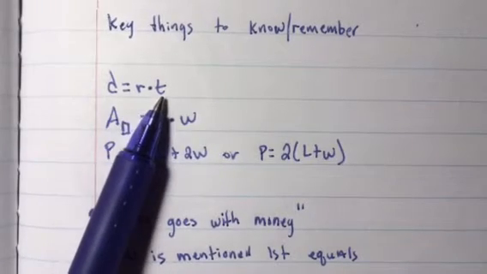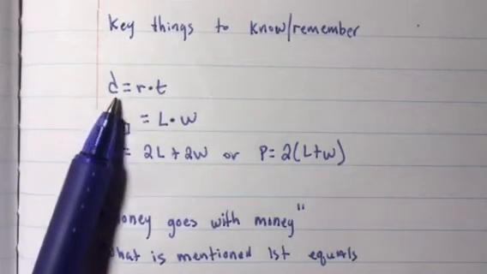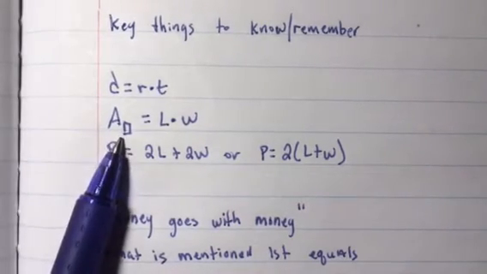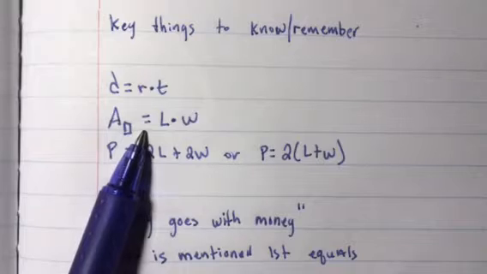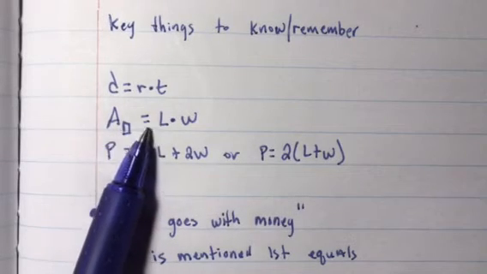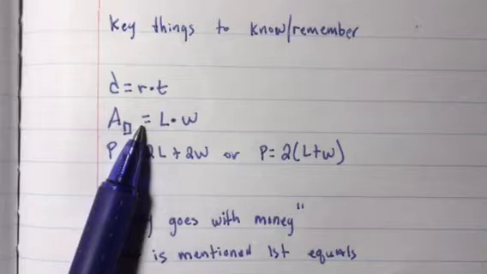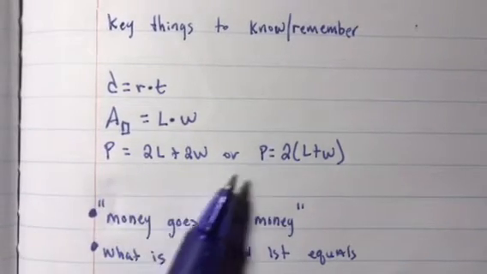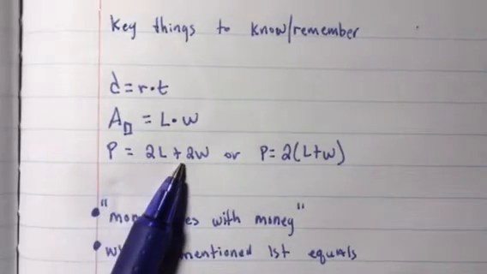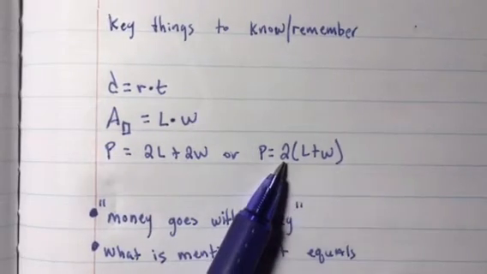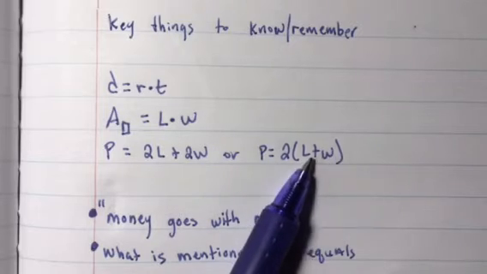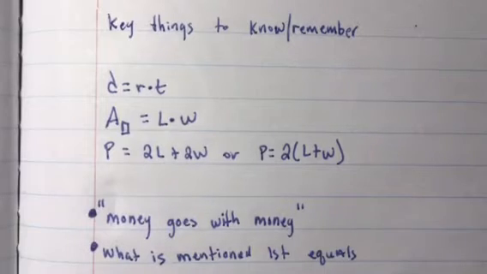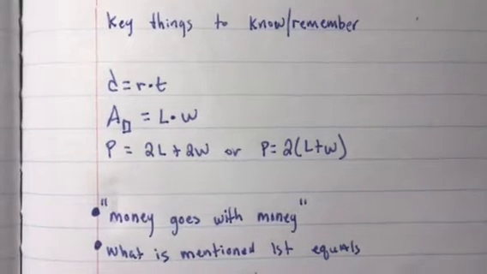D is equal to rate times time. That's just distance is equal to rate times time. The area of a rectangle or a square, really this is the rectangle, which is length times width. And then you have perimeter, and you actually have 2 different equations for perimeter. You have 2L plus 2W, or you can have 2 times the length plus width. If you were to distribute it out, that's the equation that you would get. So basically that's that part.